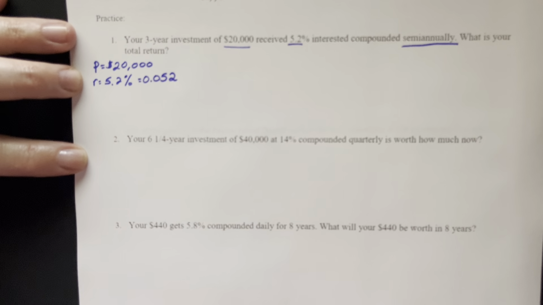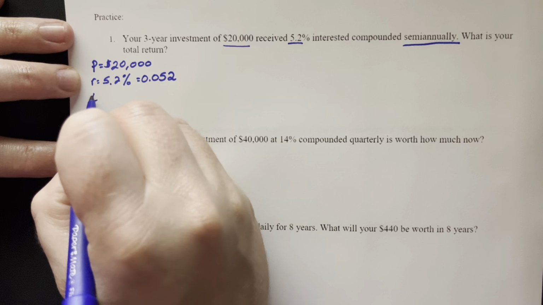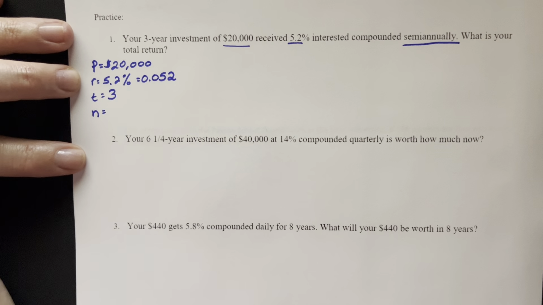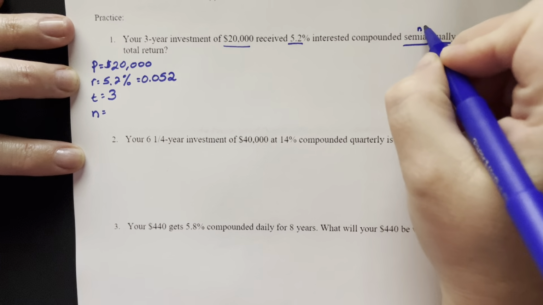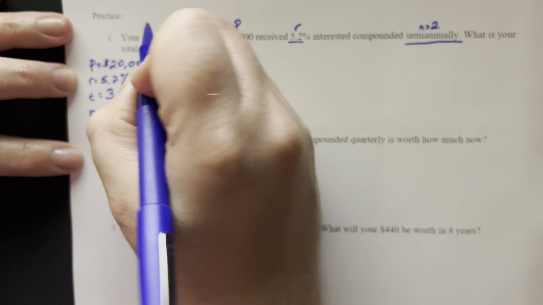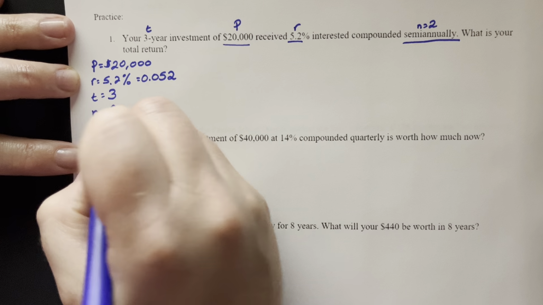This is phrased a little differently. We're told the years up front, so it's a 3-year investment. And now we have to remember the interval, or the increments that the interest is accrued. So semi-annually means twice a year. We can even label it up above if this is helpful for you. So semi-annually tells us our interval is 2.